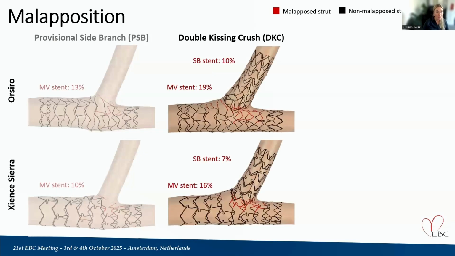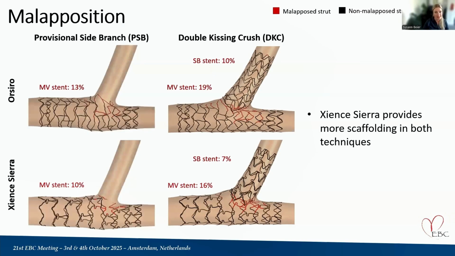If we look at the same for the double kissing crush, you can see that the trend continued. So Ultimaster had larger rates of malapposition, so non-apposed struts, over the whole stented region, with differences across the side branch as well as the main branch. What we can draw from that is that Synergy overall provided better scaffolding scenarios for both techniques.